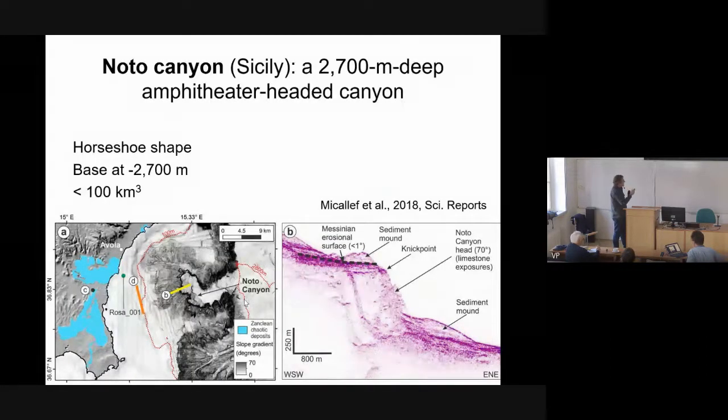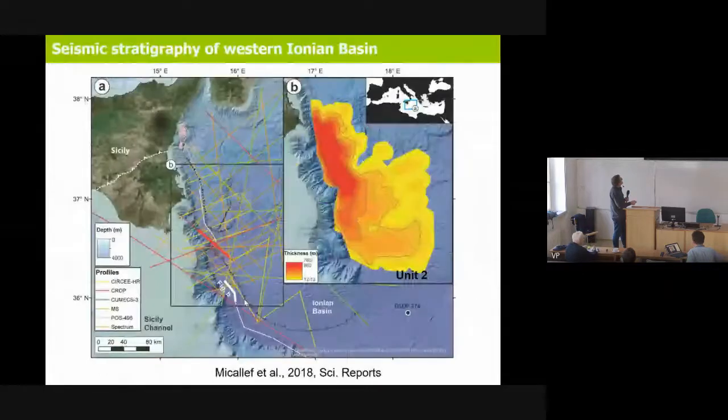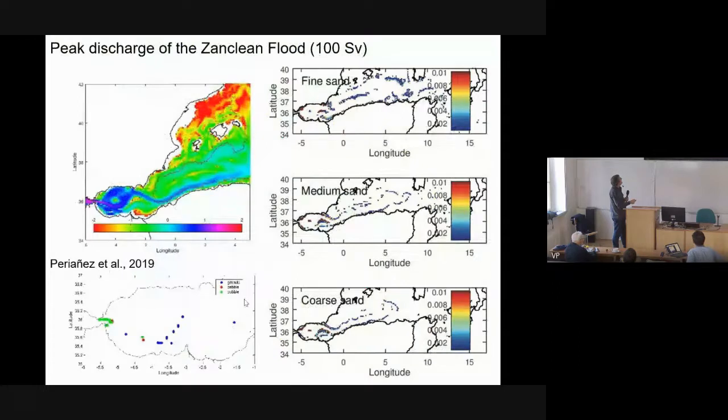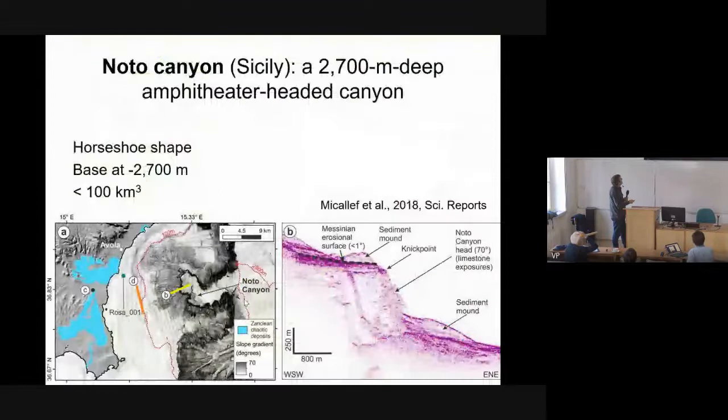And the other interesting feature in the very same area, I forgot to mention: we are here, this is Sicily, and this is the Noto Canyon that I will show right now. This is the Noto Canyon. This is a very interesting feature because it is a very vertical wall with this horseshoe shape that is underwater today. Here you have the scale. I think this is about 2,200 meters below sea level.